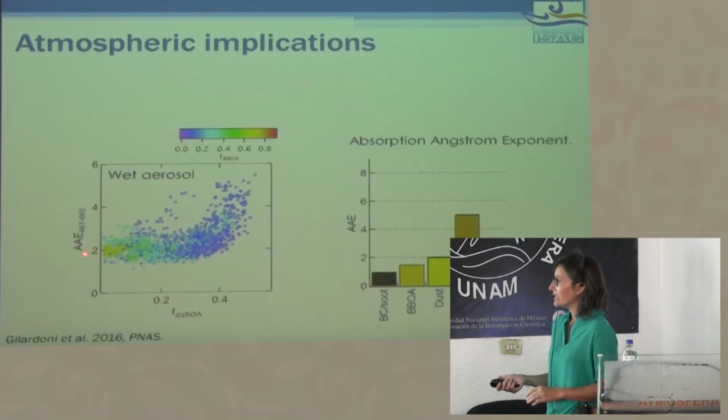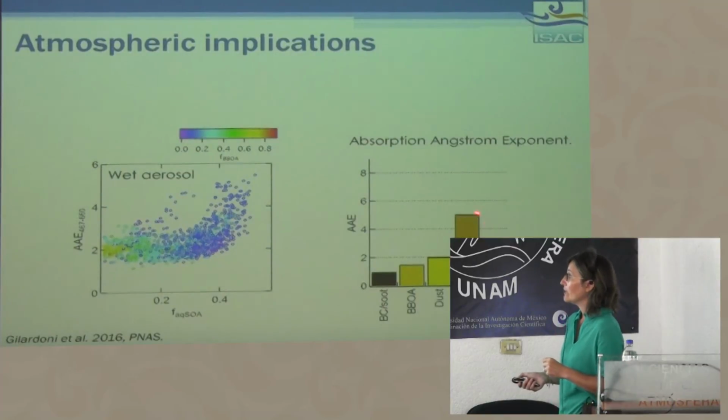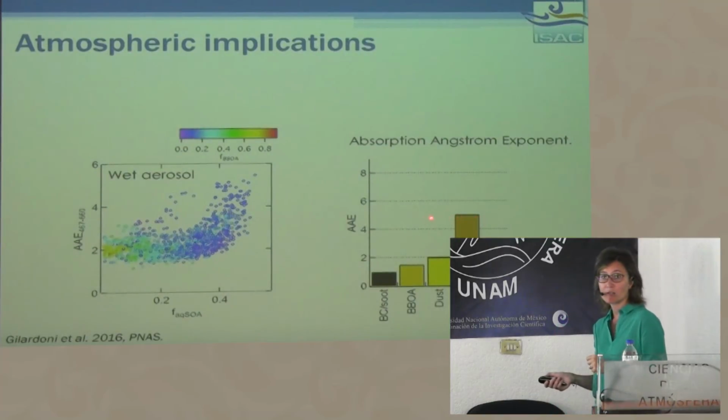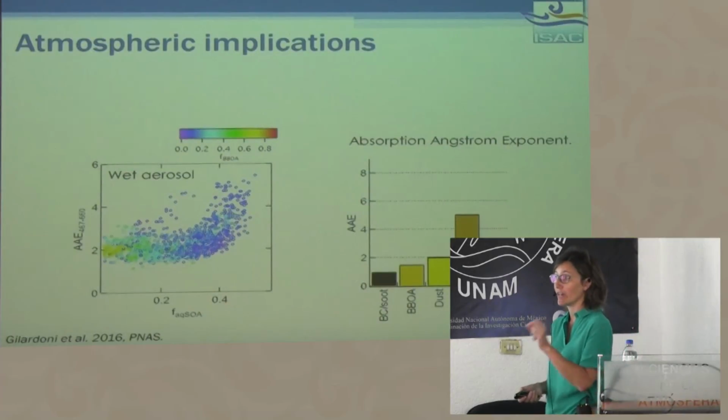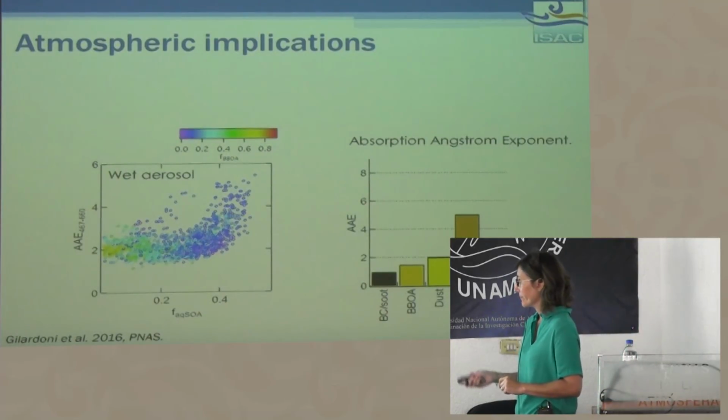But then when the aqSOA concentration increases and also the contribution of fresh biomass burning decreases, we go towards blue points here, and the Angstrom exponent can be as high as 5. So this means that the absorption Angstrom exponent of the aqueous SOA is much higher than fresh biomass burning emission.